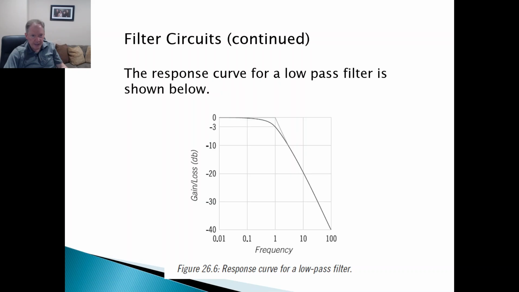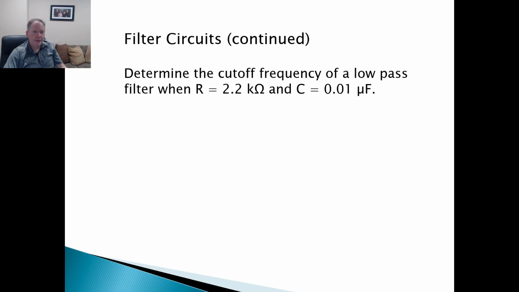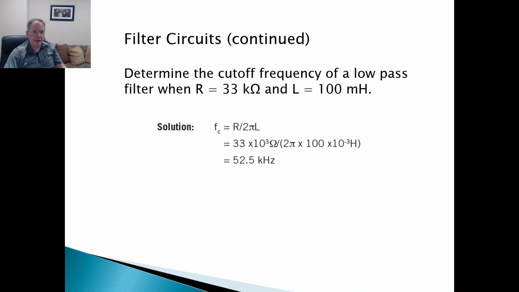So it'll pass all of it at low frequency, and then it'll start blocking it. Okay? So there's that, and then here's with RL. So the cutoff frequency is R divided by 2 pi L. So with that inductor, when the resistance is 33 kilo ohms and the inductor is 100 millihenry, then it's going to be at 52.5 kilohertz.